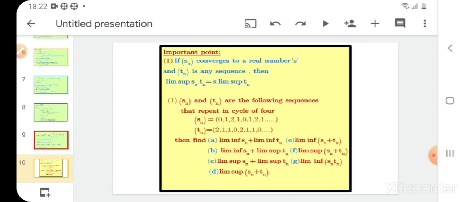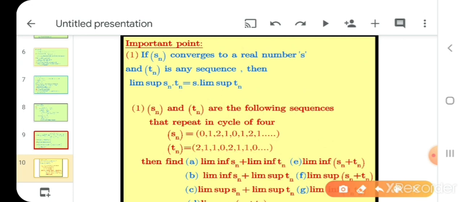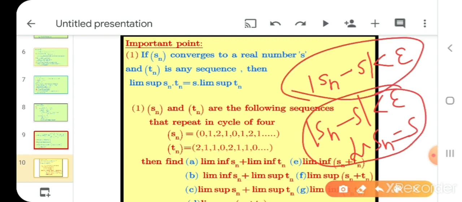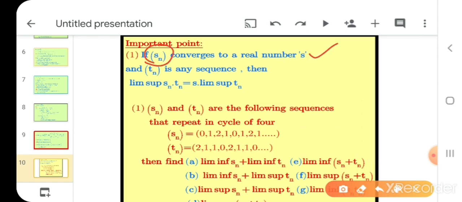Next important point, students. If Sn converges to a real number S, what is the definition of convergence? Mod Sn minus S less than epsilon. Say Sn converges to S. What is the definition of limit? Mod Sn minus S less than epsilon, then limit Sn equals S. Both definitions are the same. If Sn converges to a real number S, it means the limit of Sn is S.